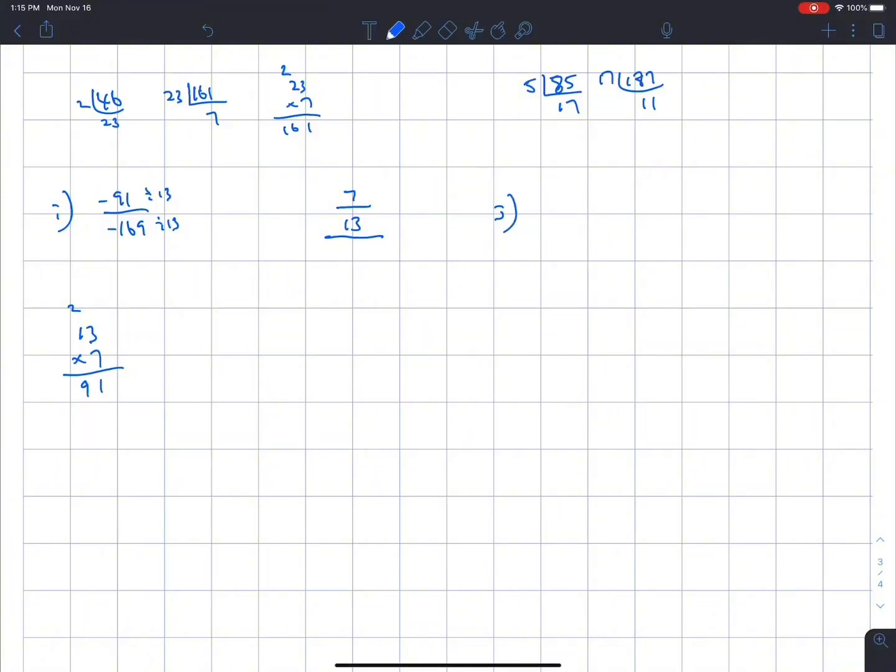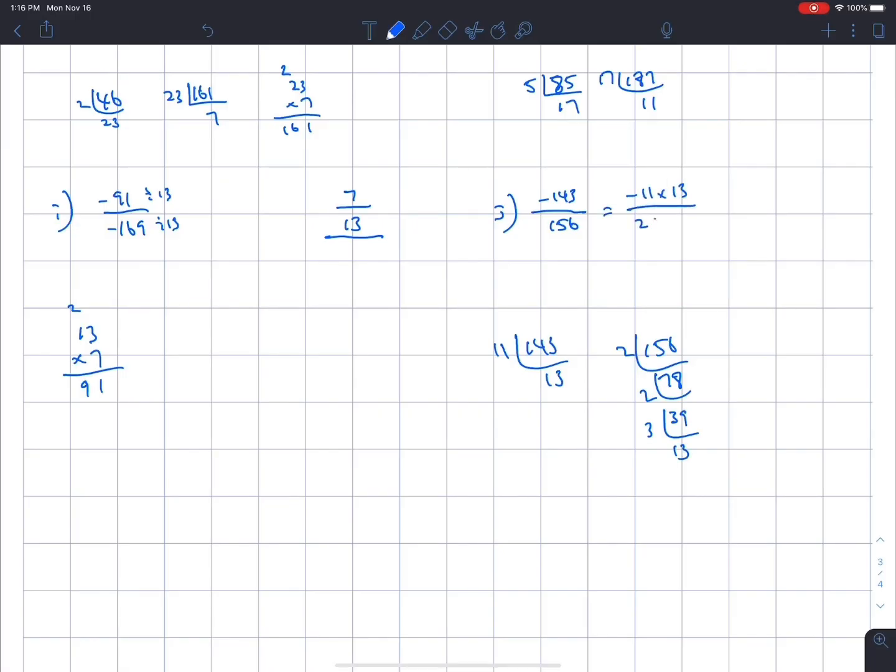And J, negative 143 over 156. 143 is divisible by 11. 156, I can divide it by 2, and then I can divide it by 2, and I can divide it by 3. So the numerator is 11 times 13. Denominator is 2 times 2 times 3 times 13. I can cross out the 13. Negative divided by positive is negative. We have 11 over, 2 times 2 is 4, 4 times 3 is 12. So just negative 11 over 12.